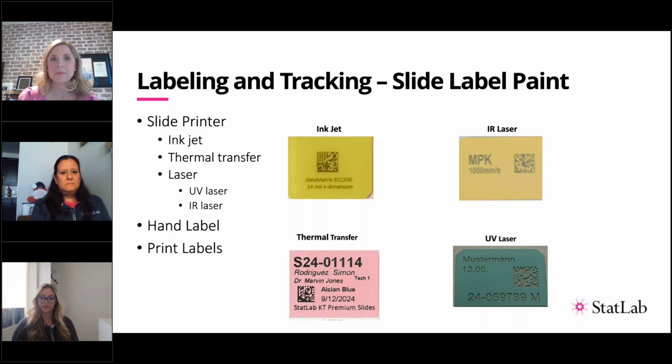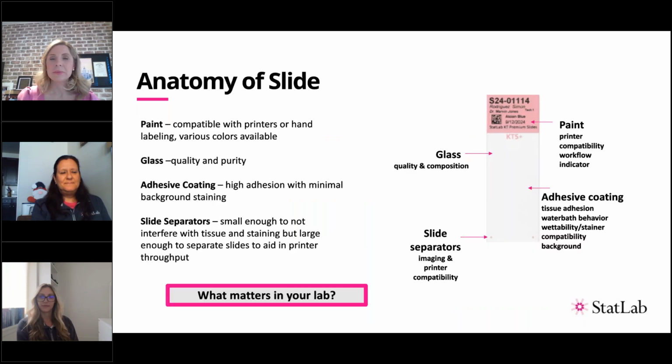Next slide. So all of that together, the anatomy of a slide, there's paint, glass, that's going to impact it as well between quality, uniformity, and composition. Slide separator dots, which down at the bottom, sometimes they're dots, sometimes they're plus signs, sometimes they are check marks. They help make sure that the slide is even going through a printer or a stainer, and it acts as a barrier and a separator so they don't stick together.